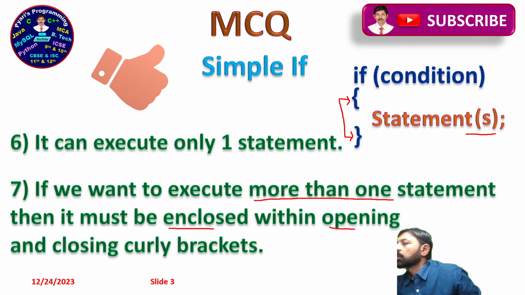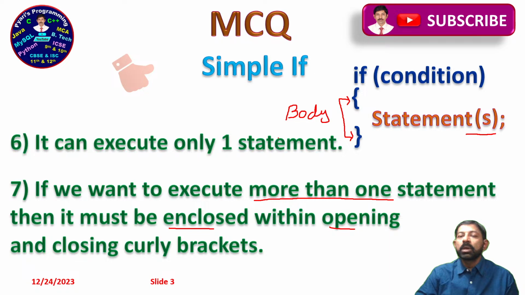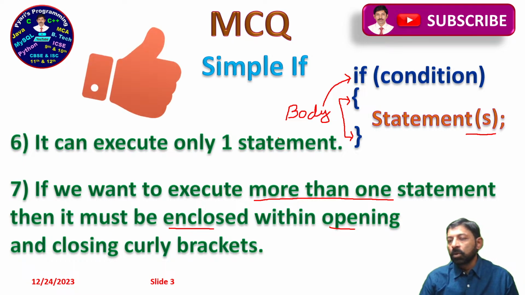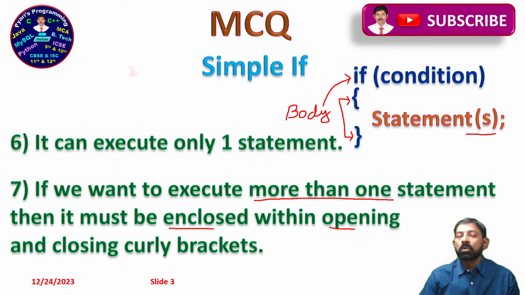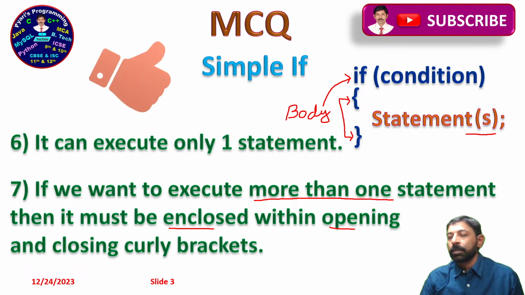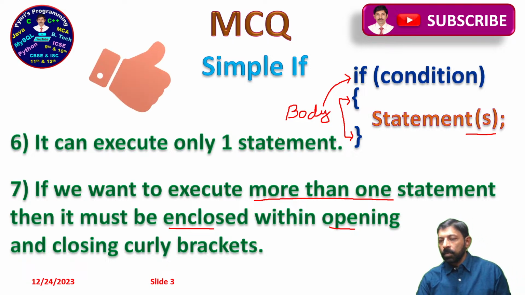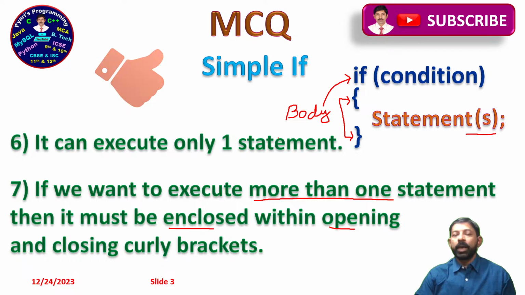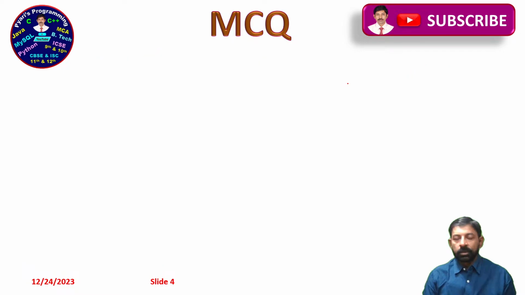The curly bracket prefix is applied in the if condition, that's why it is called the body of the if condition, which is also known as block, which is also known as scope, which is also known as compound statements. Block, scope, body and compound statement. Ayushman Mahapatra, one more we can add. So these are alternative names given to this.